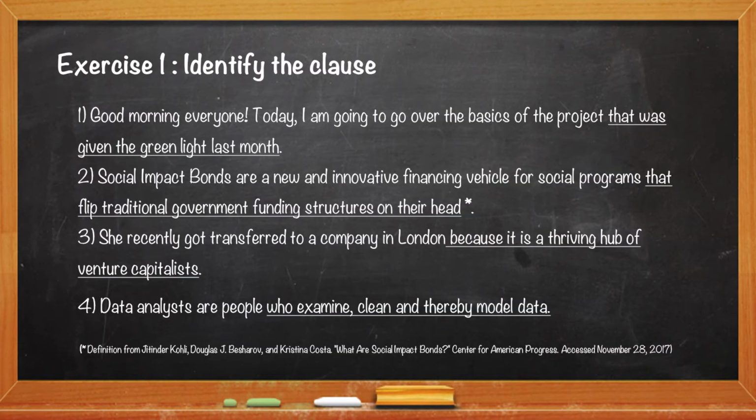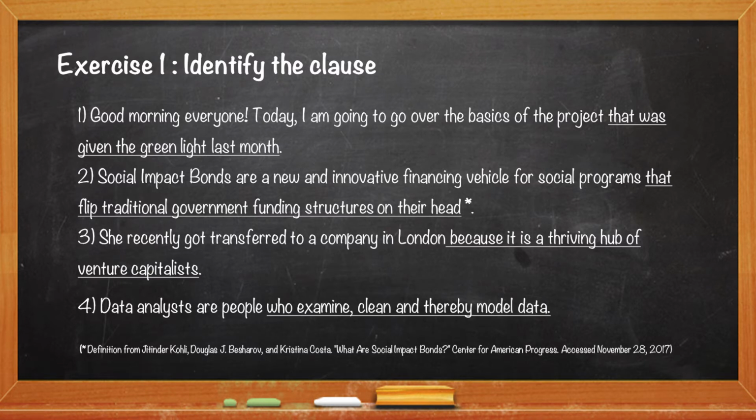Now, here is an exercise: identify the clause. Good morning everyone. Today I am going to go over the basics of the project that was given the green light last month. So, that was given the green light. Which project? That was given the green light last month. Social impact bonds are a new and innovative financing vehicle for social programs that flip traditional government funding structures on their head. She recently got transferred to a company in London because it is a thriving hub of venture capitalists.